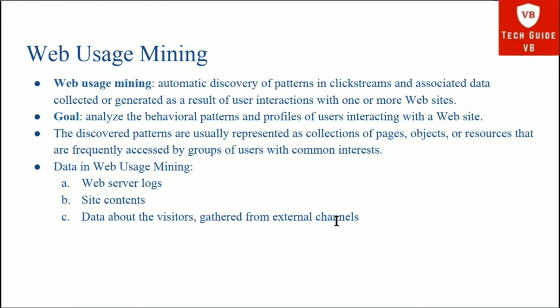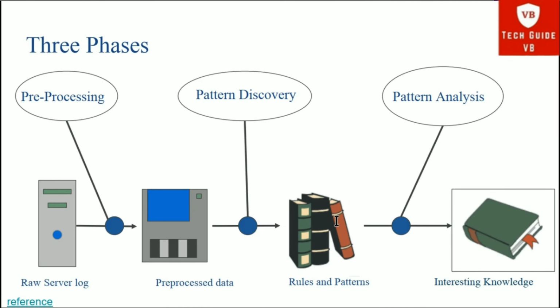As I have told, the data in web usage mining has three types: web server logs, site contents, and data about the visitors gathered from external channels. So this is the summary of web usage mining. Next, the three phases in web usage mining are pre-processing, pattern discovery, and pattern analysis. These are the three phases covered in web usage mining.